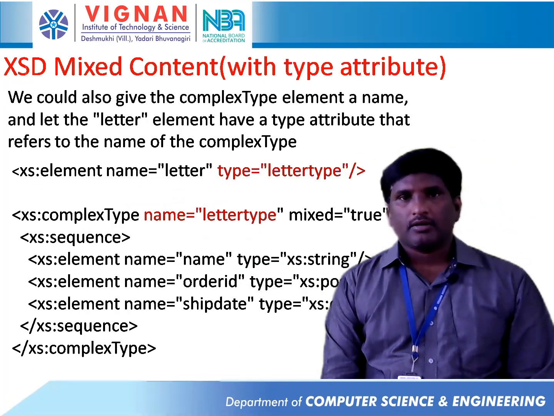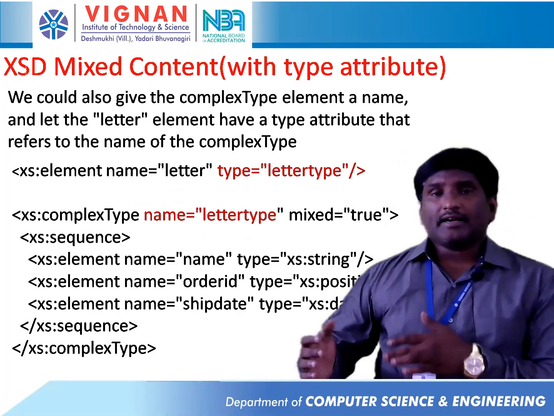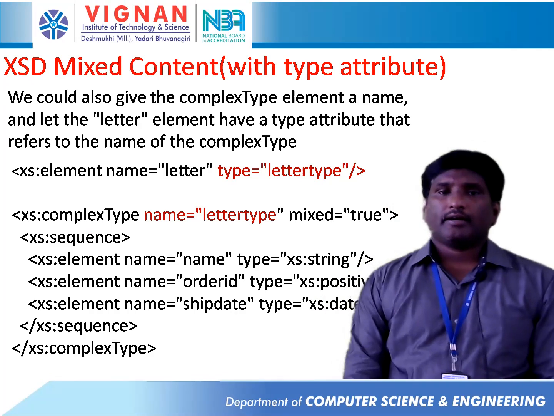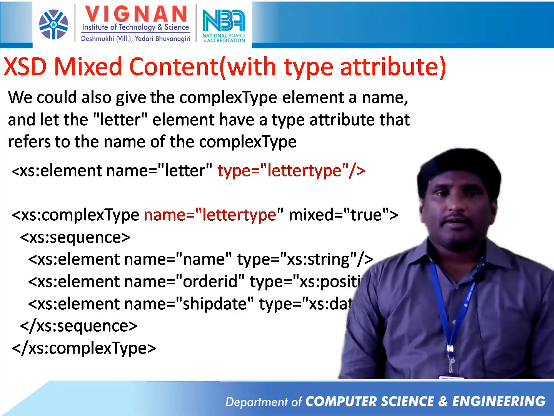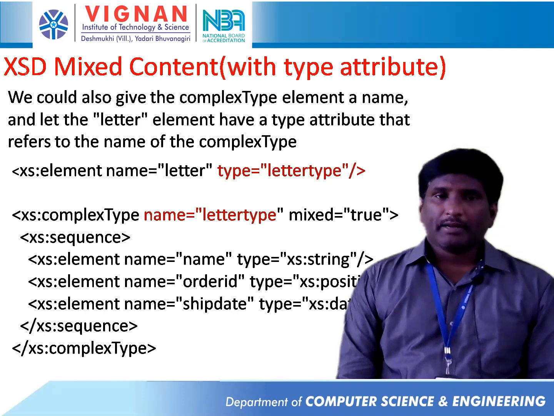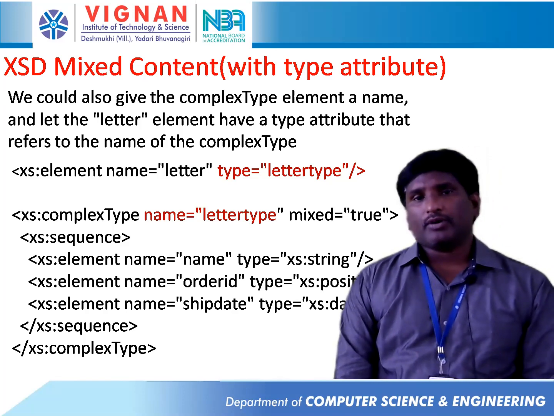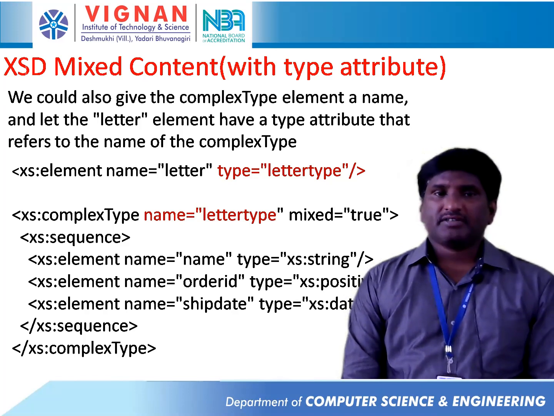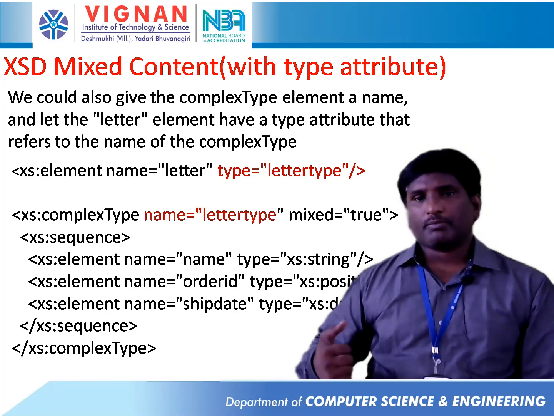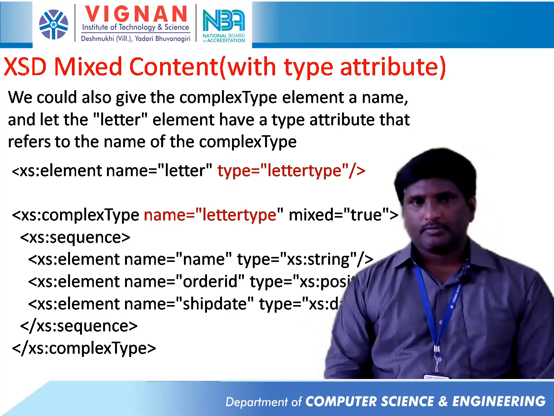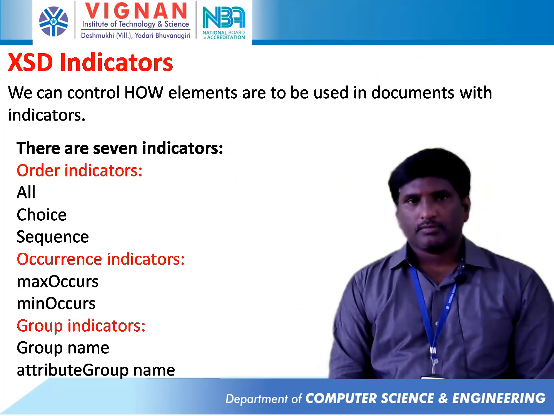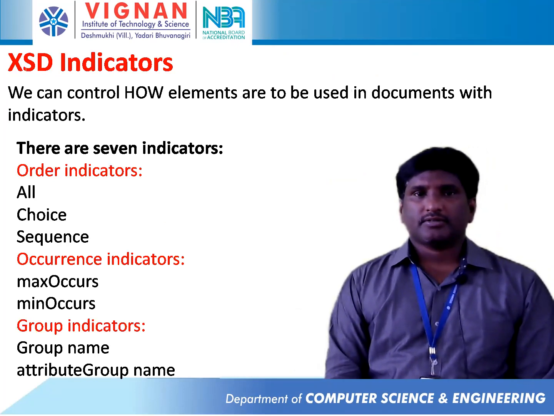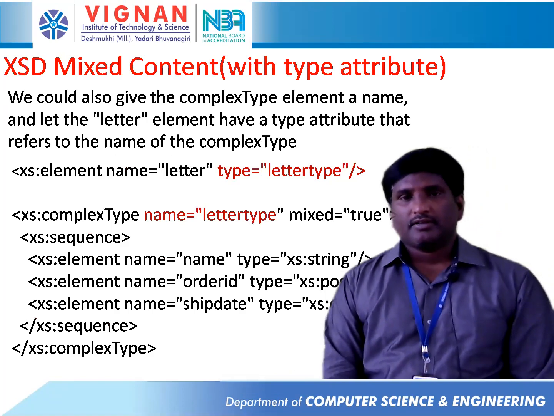And mixed content with the type attribute. In the previous example it was only the element; here we use the type attribute. For the XML element name letter, type equal to lettertype, and complexType name equal to the letter reference. We are writing mixed is true. So this is extra, we are providing the type by using the type attribute. Anyway, we will discuss the exercise in the next class, next video.